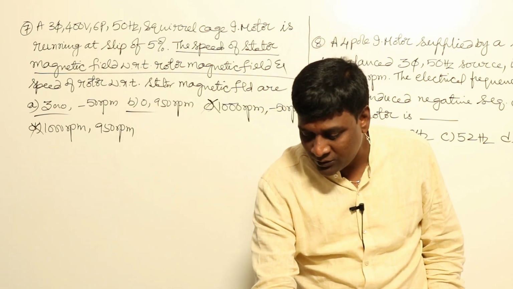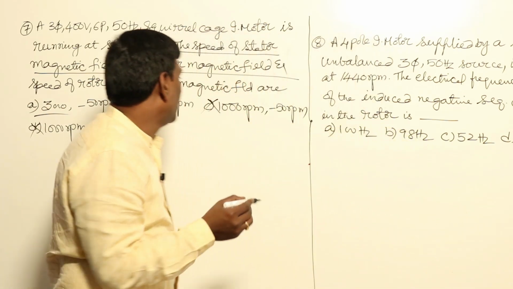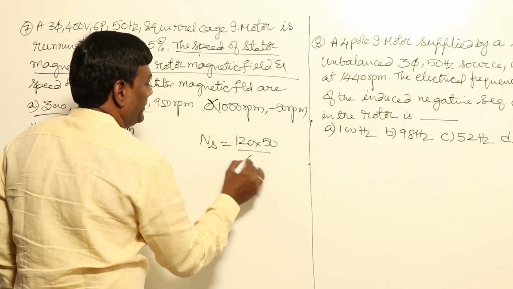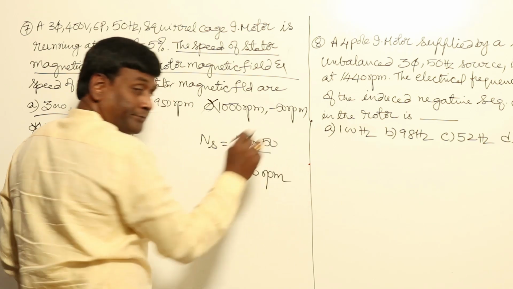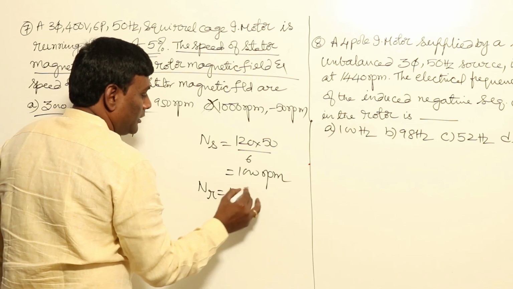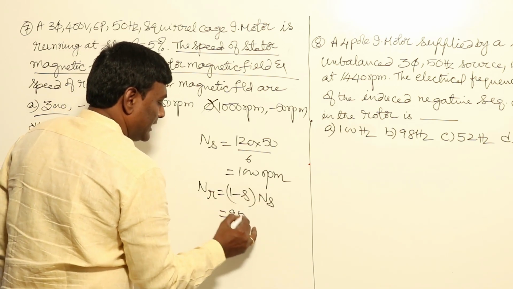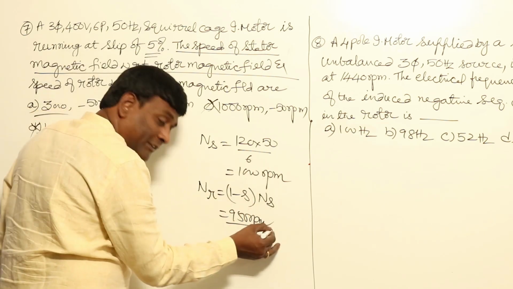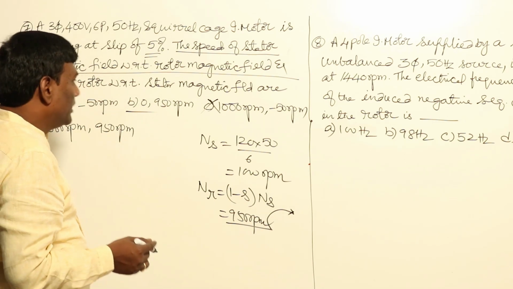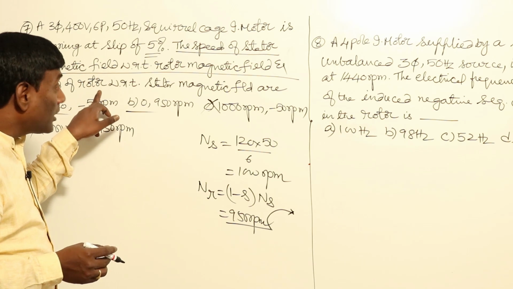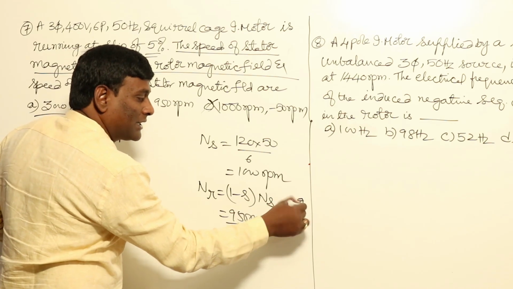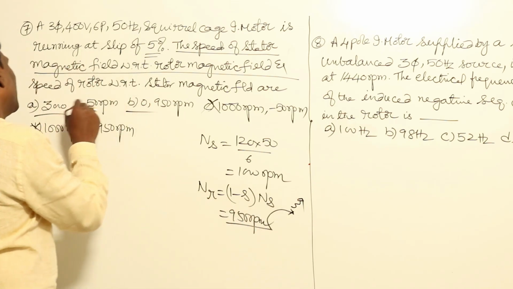See here, it is 5% slip, 6 pole. So what is the synchronous speed? Synchronous speed equals 120 f by P, which is 1000 rpm. It is running with 5% slip, so the rotor speed is (1 minus s) into ns, which is 950 rpm. So the rotor is rotating at 950 and the rotor magnetic field is rotating at an extra 50 rpm. With respect to the rotor magnetic field at 1000, it is rotating at 950 rpm. So the answer should be minus 50.